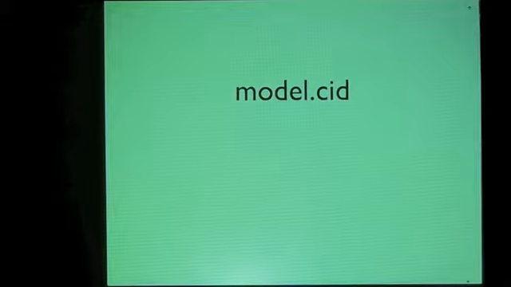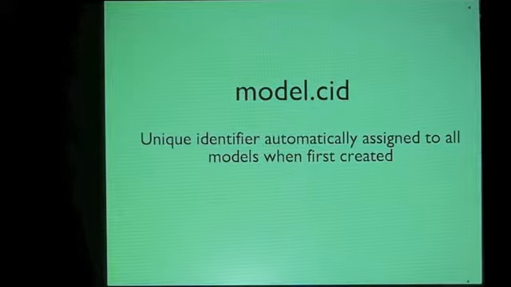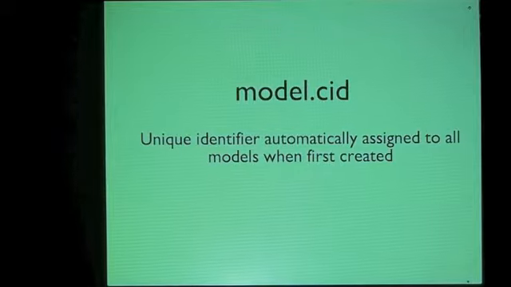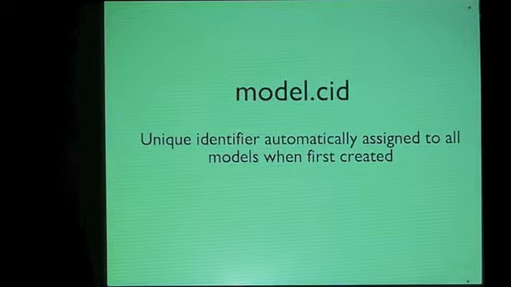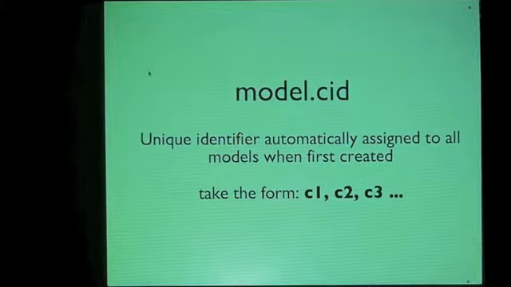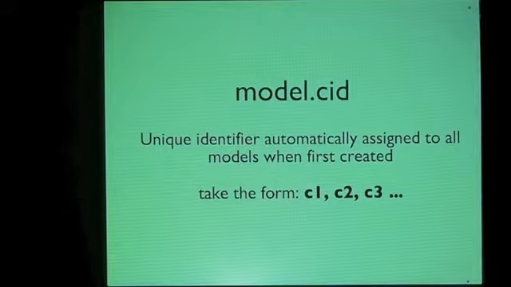A model has something called the client ID. It's a unique identifier automatically assigned to all models when first created. They take the form of C1, C2, C3. This is helpful when you're working in a case where you don't have an ID, like identity columns in databases. You don't know it yet. You're creating a new instance of a cart item or something, and so Backbone is going to create an ID for you.